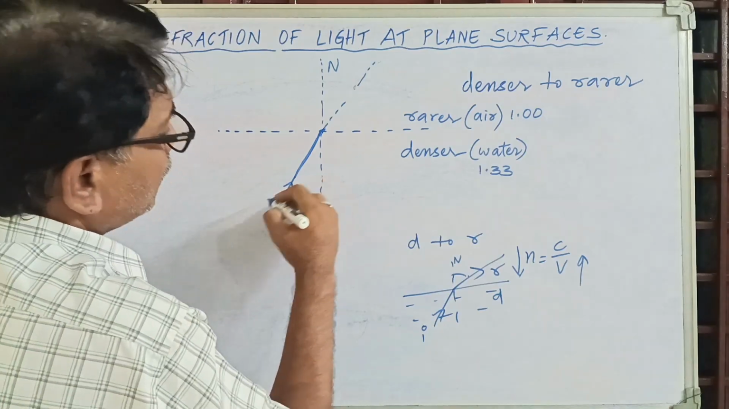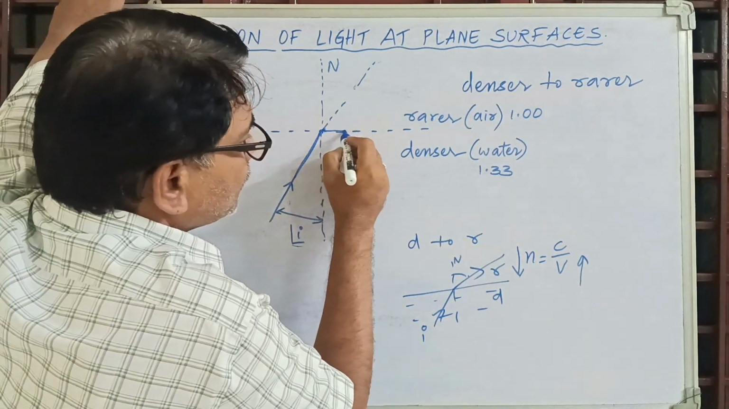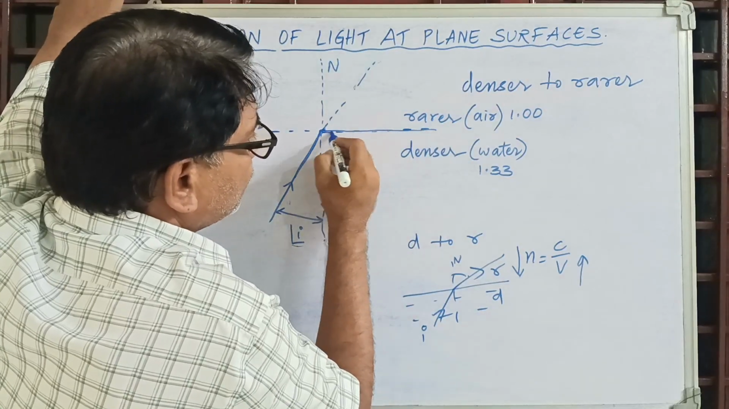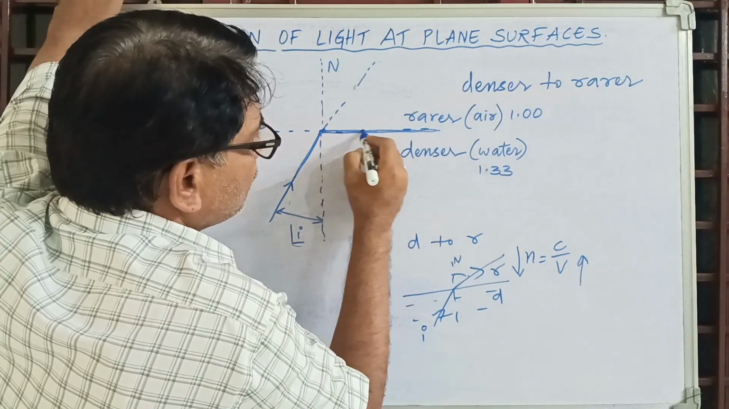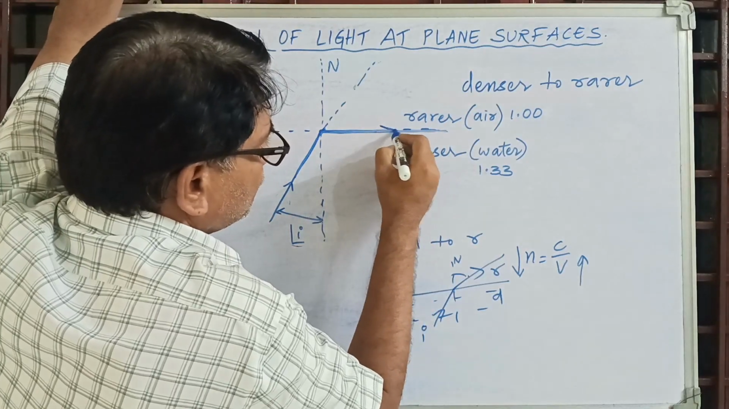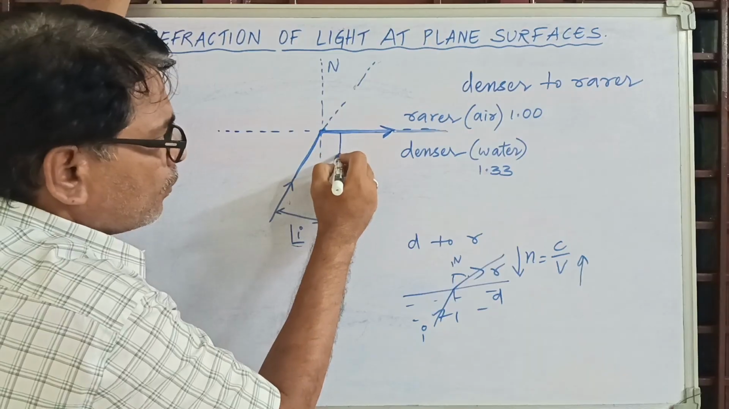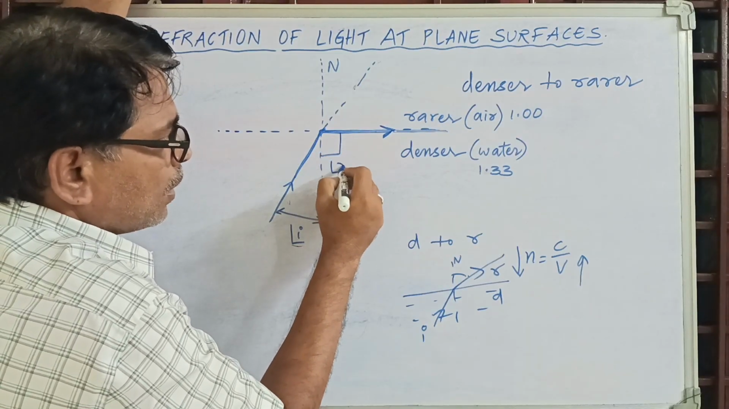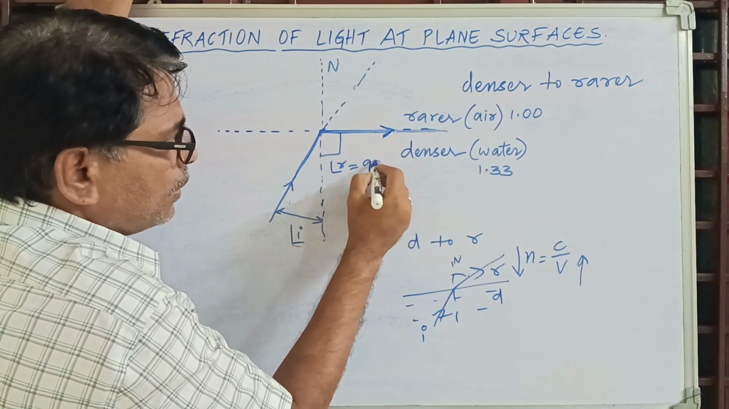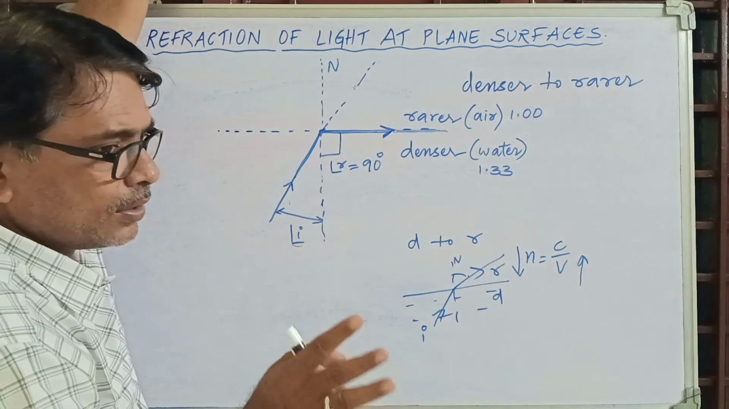Suppose you send an incident ray, and if that ray happens to travel along the interface, please remember this, then the angle of refraction here will be 90 degrees. So what is happening? Come on, tell me. Just now what I explained is the critical angle.